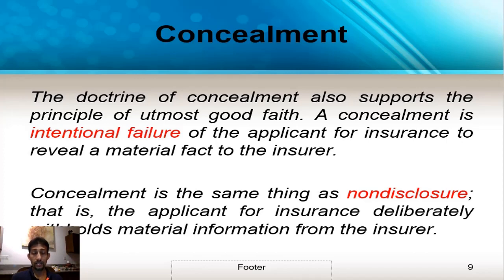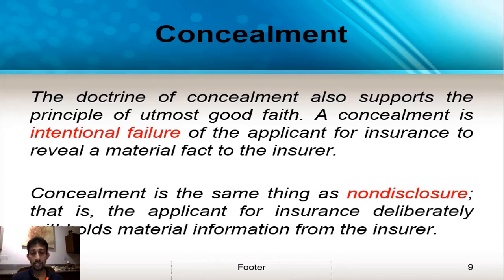Also, the next important doctrine is concealment. Concealment is also supported by the principles of utmost good faith. Concealment is an intentional failure of the application for insurance to reveal a material fact to an insurer. So it is an intentional failure. So purposely won't give information. Concealment is the same thing as non-disclosure.